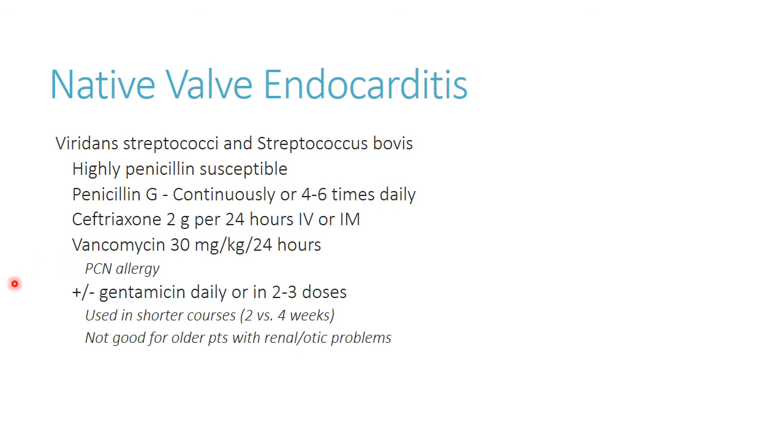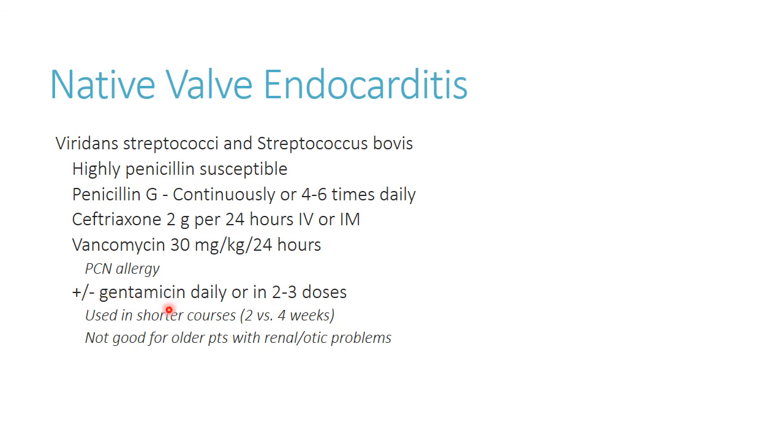And then what's interesting, we can also use gentamicin. So remember, what does gentamicin normally kill? Gram-negatives. Why are we using it for something like Viridans streptococci? Well, you get some gram-positive synergy here. This is one of those few cases where you're using two drugs to cover the same bug. We saw that with Pseudomonas and pneumonia, but you see it here as well.